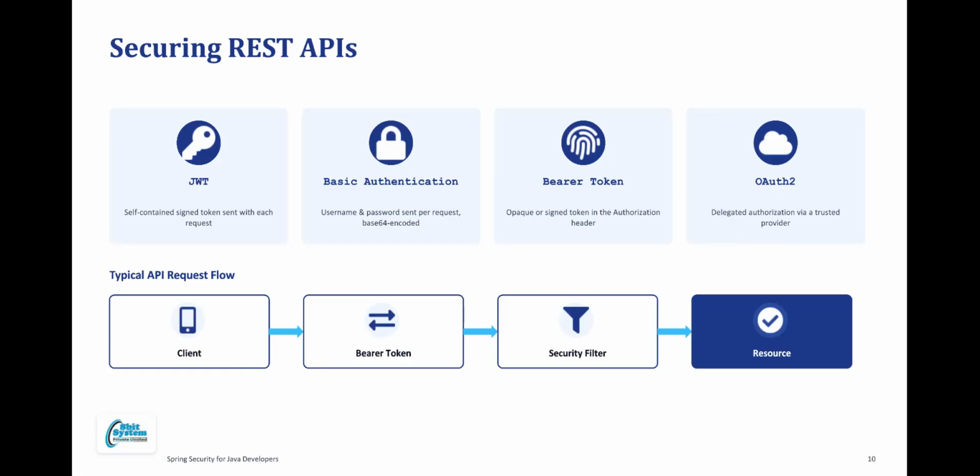REST APIs are stateless, so we secure them differently. Four common approaches: JWT, a self-contained signed token; basic authentication, credentials on every request; bearer tokens in the authorization header; and OAuth2, delegating to a trusted provider. In practice, the client attaches a token and the security filter validates it before reaching your resource.